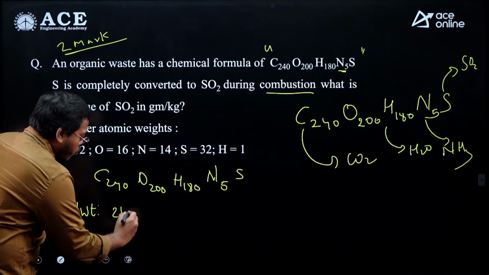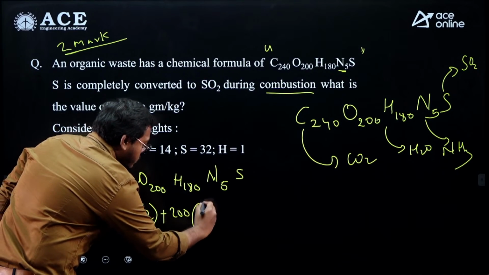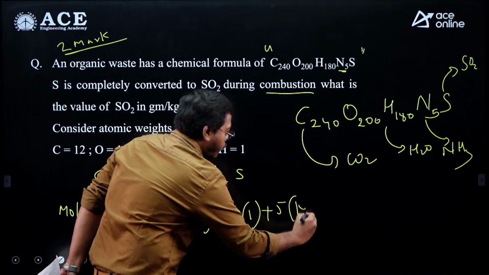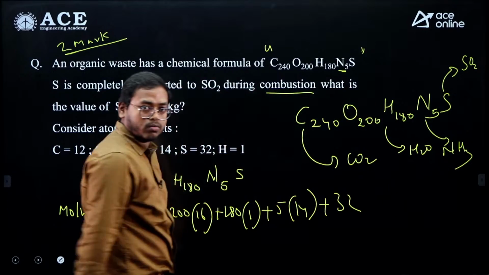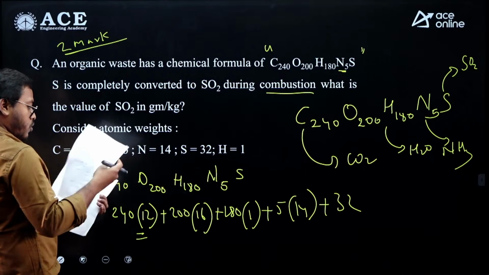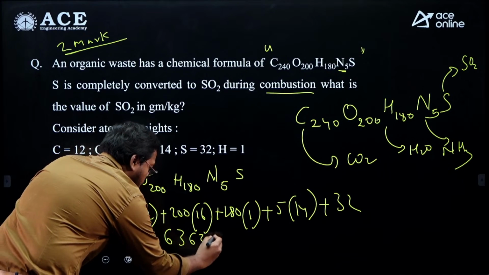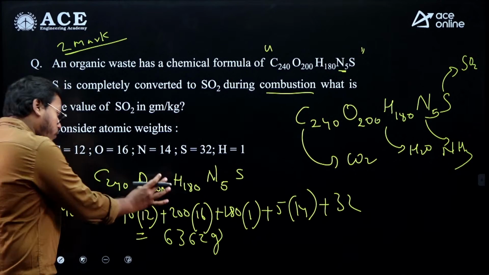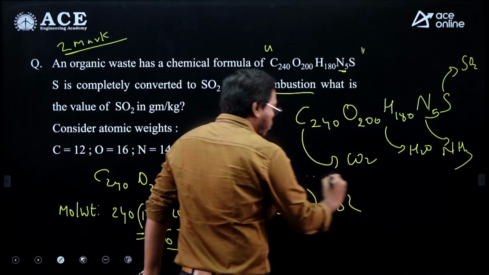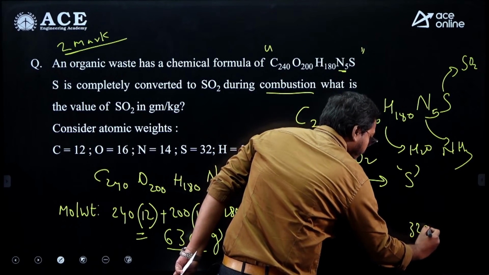So we have 240 carbon, which is 12, and we have 200 oxygen, which is 16. We have 180 hydrogen, which is 1. We have 5 nitrogen, which is 14, and sulfur, you know very well, is 32. Just add it, use your calculator. You are getting somewhere around 6362 gram. Out of this 6362 gram, we have only one sulfur. Let us try to understand. Out of this 6362 gram, I have only one sulfur, S1, that is 32 gram.